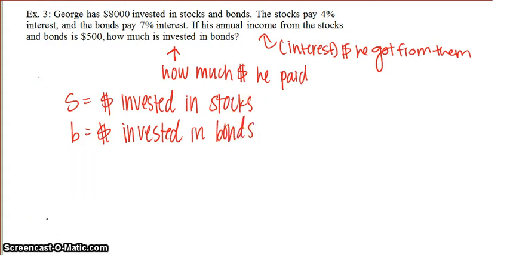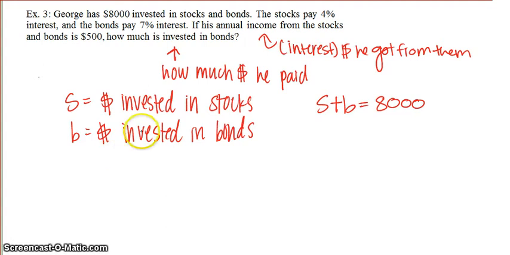Okay, so it says he invested $8,000 in stocks and bonds. So it's how much money he invested in stocks plus how much money he invested in bonds. So that will be S plus B equals 8,000. Okay? And then this is where it gets tricky. We need to know an equation.